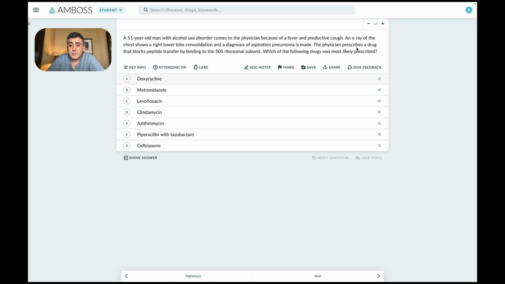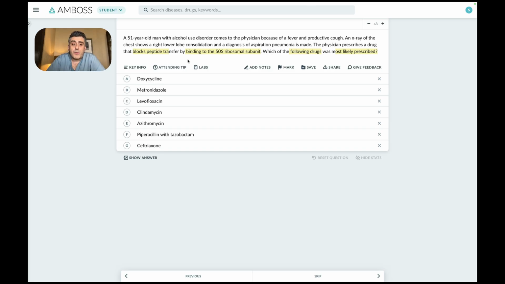So, the physician prescribes a drug that blocks peptide transfer by binding to the 50S ribosomal subunit. Which of the following drugs was most likely prescribed? Okay, so if you do know the mnemonic buy at 30, sell at 50, you can clearly stop right here and go below. Buy at A is aminoglycosides, T is tetracycline, sell, CCEL is clindamycin, chloramphenicol, erythromycin, and also linezolid. So those four drugs would be the 50Sers.